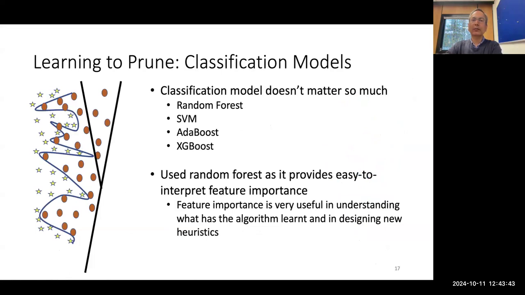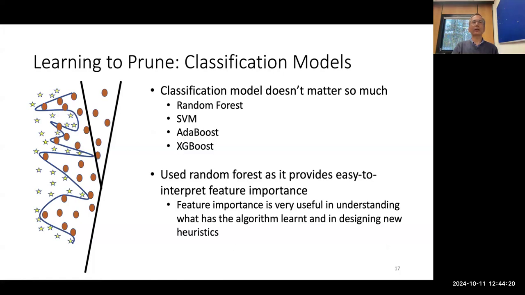Now, what about the classification model? In our experiments, we found that the classification model didn't really matter so much, in the sense that the different classification techniques that we tried, all of them gave us roughly the same kind of results. But one thing I should say is, just as in the case of Bayesian stock, we also use random forest, and for the same reason that it provides easy to interpret feature importance.